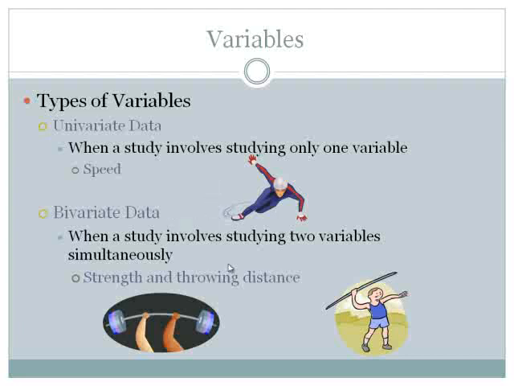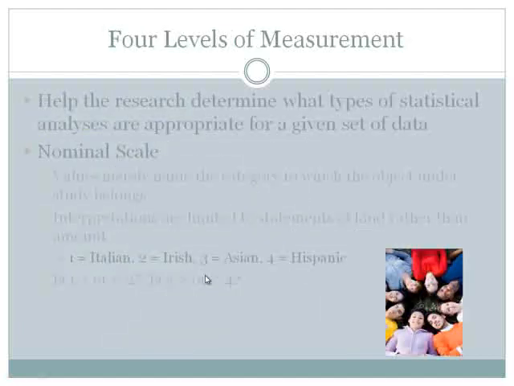Bivariate data implies that you're considering two variables simultaneously. So later on in the semester we'll be working with bivariate data, so things like looking at strength and throwing distance, and again the key there is that we're doing that simultaneously. We'll get into that in, I believe, Module 3.